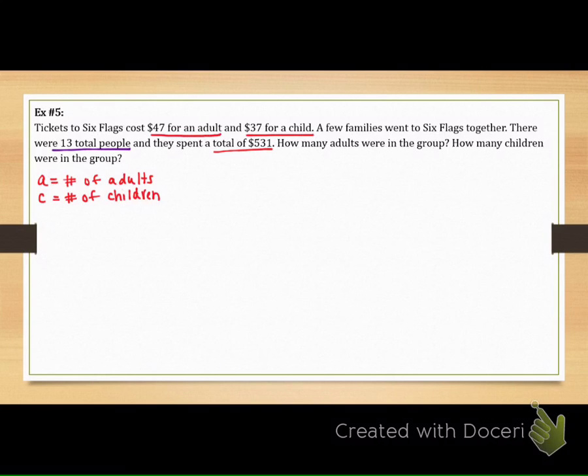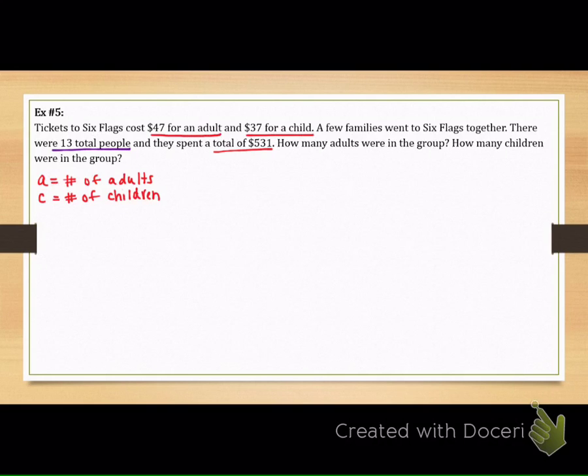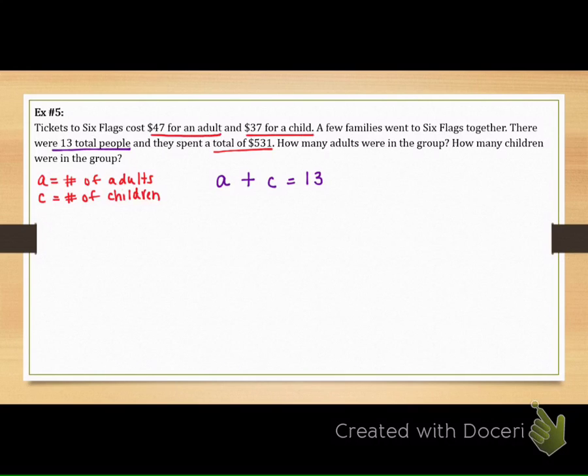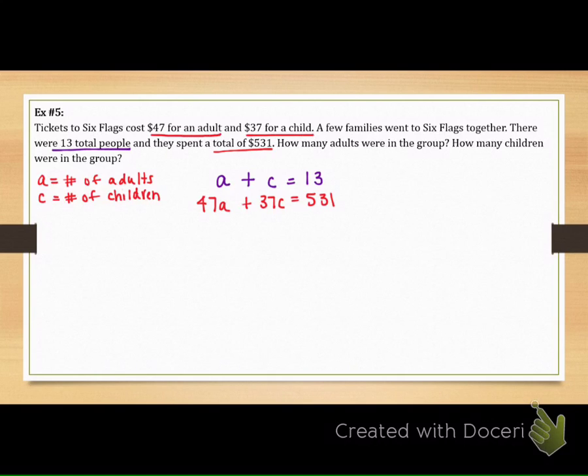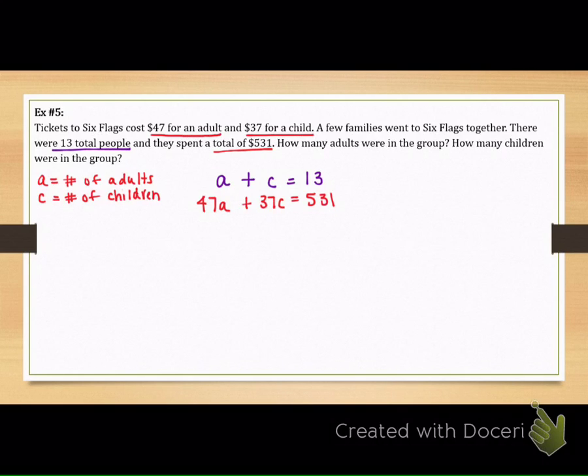Help me write one of the equations. I don't care which one. Anna. So the number of adults plus the number of children that attended Six Flags has to total 13 because that's how many people went, right? Yeah. Do you want to do the other one? Yeah. Let me get my red up here. Go ahead. 47A plus 37C. So it's $47 for an adult ticket, $37 for a child's ticket. If you add those two together, it should give you a total money amount of $531.